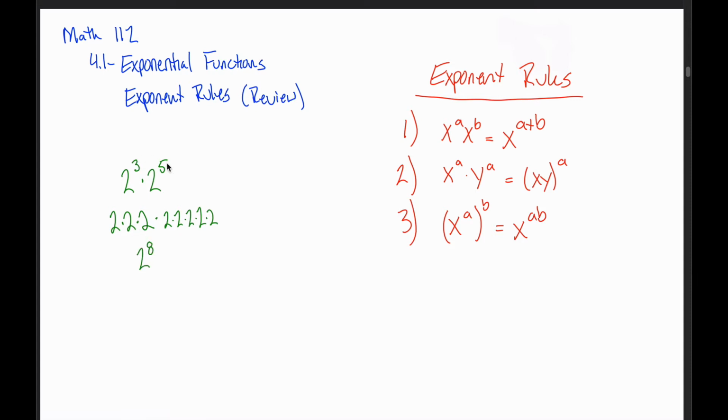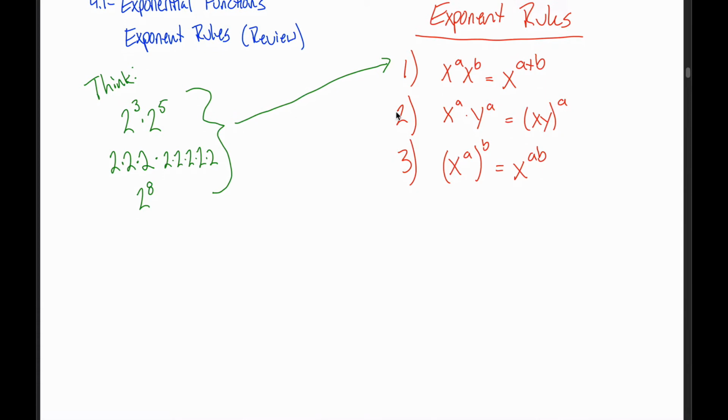That 8 is this 3 plus this 5, but if you picture this 3 as 3 of these 2's and this 5 as 5 of these 2's, then it makes perfect sense that 2 to the third times 2 to the fifth is 2 to the 8th, or more generally, x to the a times x to the b is x to the a plus b. I'm going to give you similar examples to have in mind for 2 and 3 here, and I'm going to go a little bit out of order.